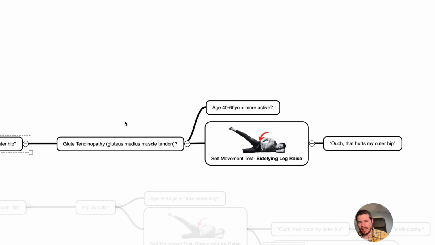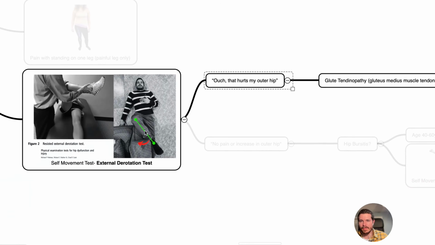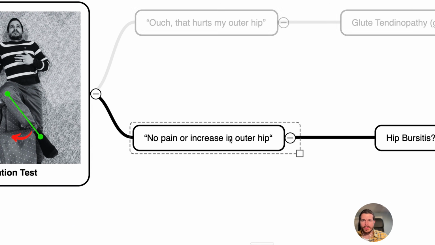If that doesn't hurt, chances are you don't have a glute tendon problem. We'd have to look for something else. Now, the other possible outcome: you say, hey, there's no pain or increase in my outer hip when I do this test, when I contract the muscles in my hip which rotate and try to move my leg out to the side like that.